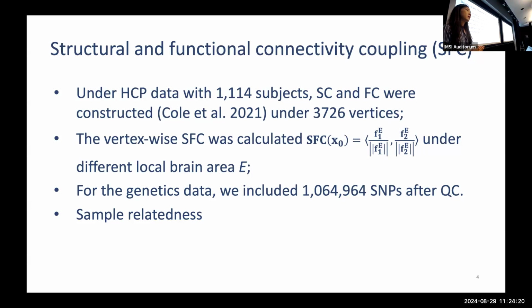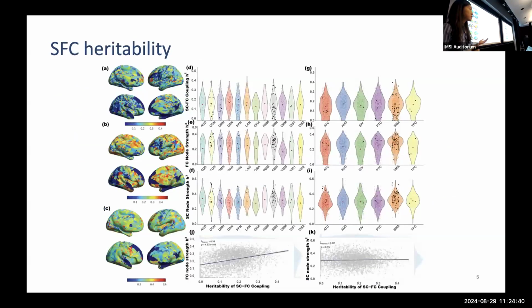HCP data, given its twin and sibling structure, is the ideal data set to study heritability from those family structures. But if we want to do genetic correlation and association, then we need to account for this sample relatedness. So this is the heritability part. The first three show the heritability for coupling traits, for structural connectivity, and for functional connectivity.